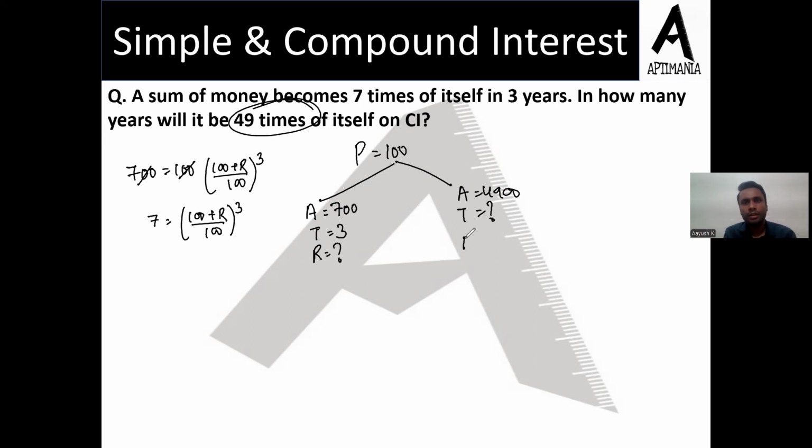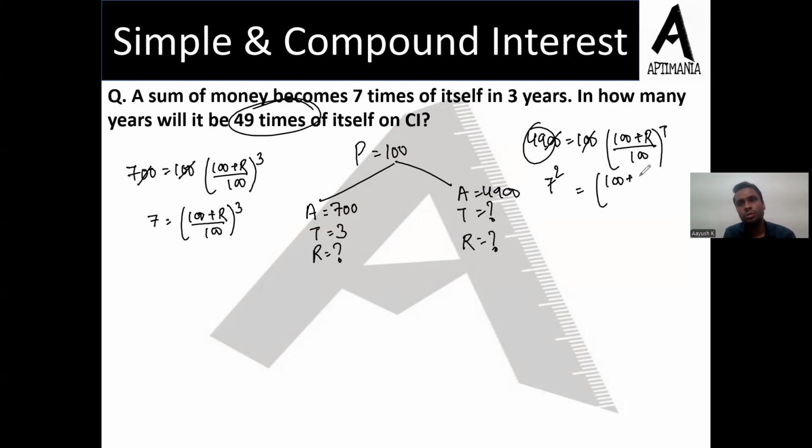टाइम पता नहीं, रेट पता नहीं, but still we'll try to solve. I'll have 4900 equals 100 (100 plus R upon 100) की पावर t. अब देखिए दो वेरिएबल आ गए, but still we'll try to solve. What I'm getting is 49. 49 को मैं 7 का स्क्वायर लिख सकता हूं, किसी को भी दिक्कत ना हो तो. और 7 की वैल्यू मुझे पता थी, so I'm putting the value: (100 plus R upon 100) का क्यूब, और 7 का स्क्वायर करना था, मतलब इसका स्क्वायर.